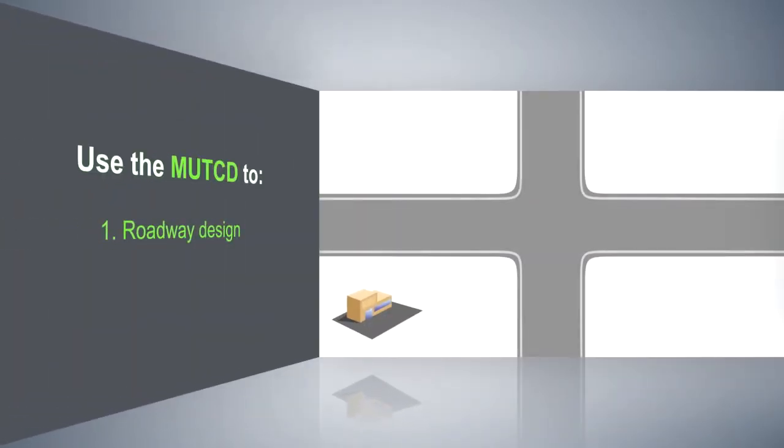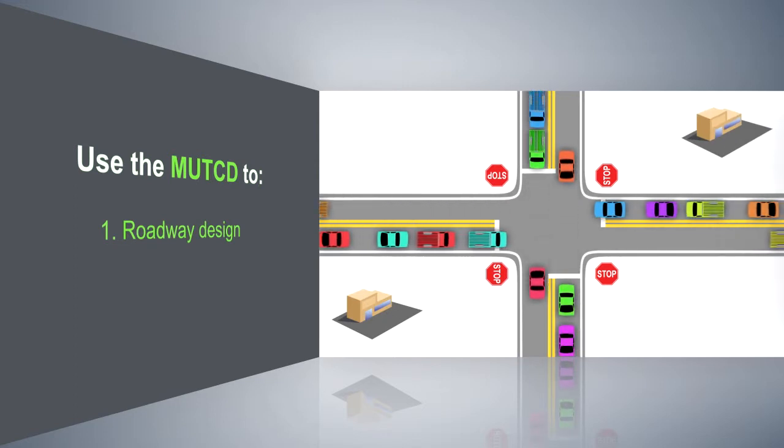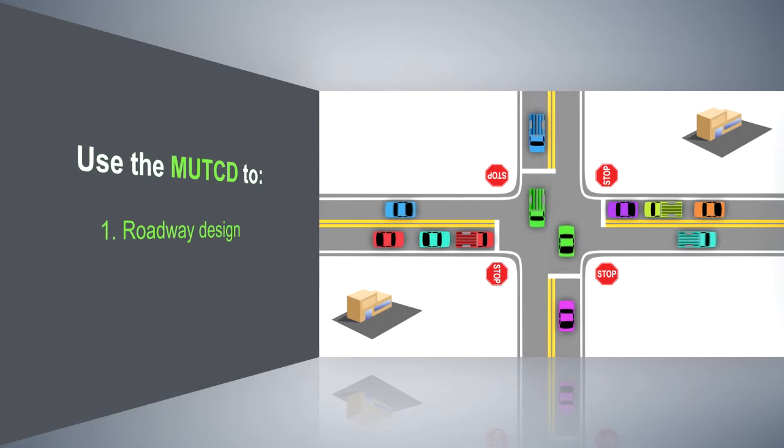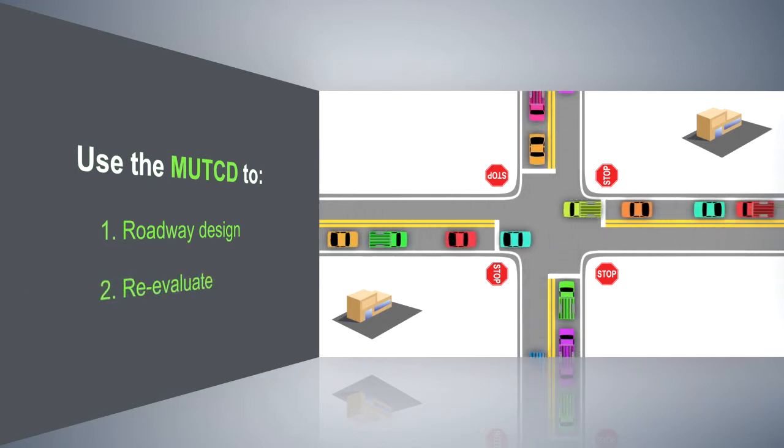During roadway design, transportation engineers use the MUTCD to identify the most appropriate traffic control system for the specific road type and the anticipated traffic volume. When actual traffic volumes grow beyond what was originally anticipated or collisions increase, generally existing traffic control devices need to be evaluated to improve safety.